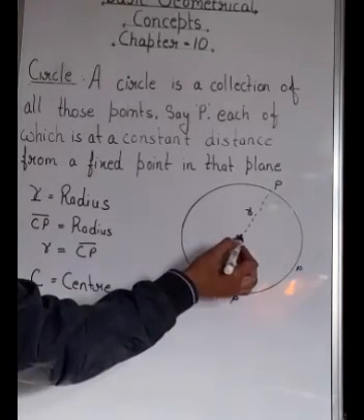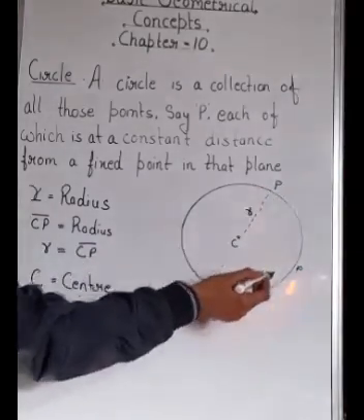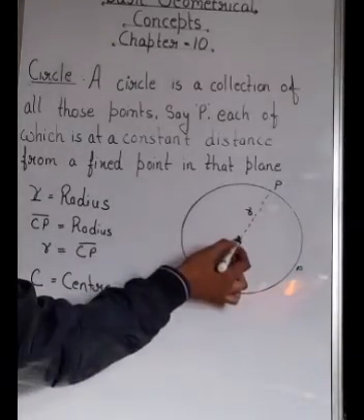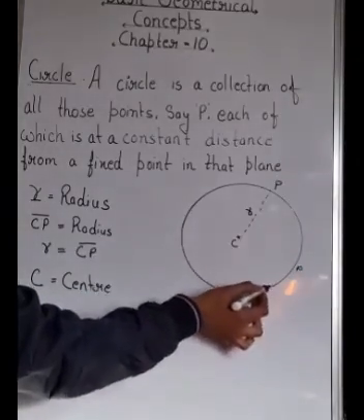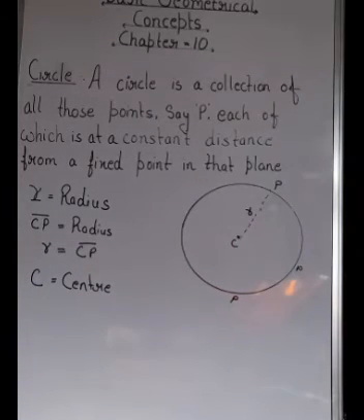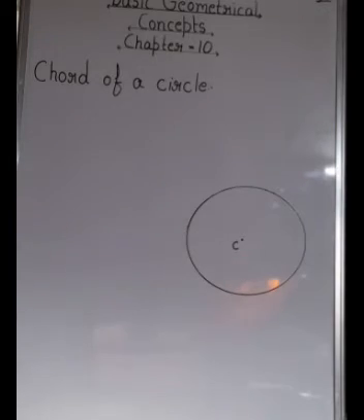So the distance from the center to any point P on the boundary of the circle is known as your radius, and the point from which you have a constant distance to any point P is known as the center of a circle. Next we have the chord of a circle.